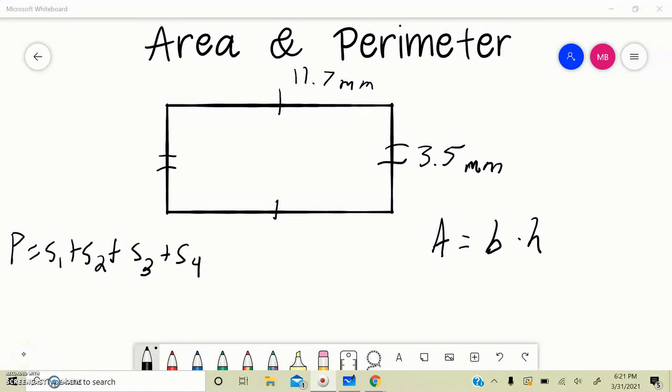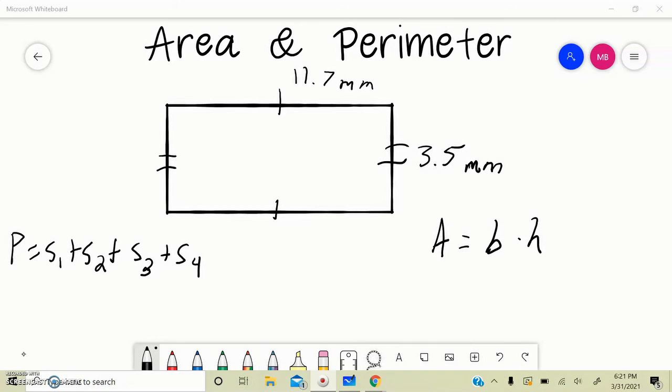Let's take a look at this one last problem. I have a rectangle here. One side is 11.7 millimeters and the other side length is 3.5 millimeters. Remember, the same amount of tick marks on more than one side means that those two sides are congruent. So my horizontal lines are congruent and my vertical lines are congruent.